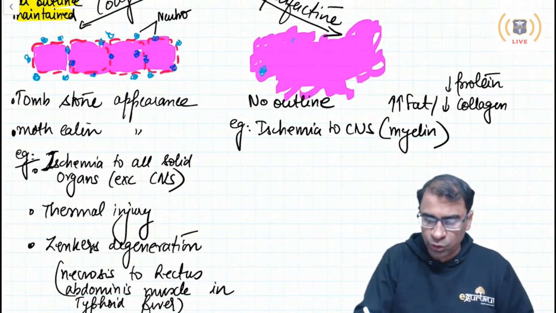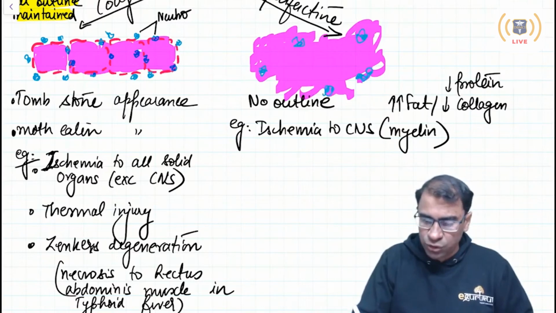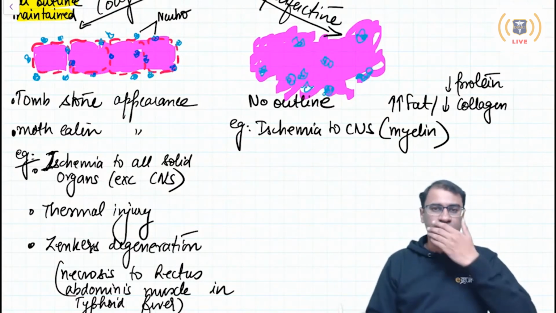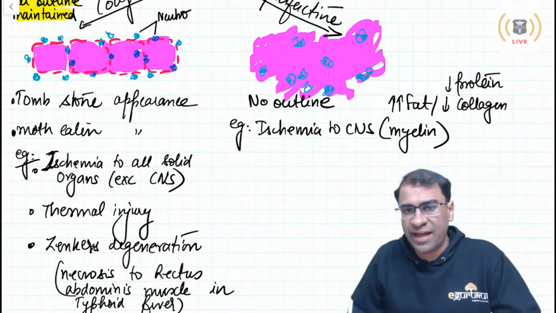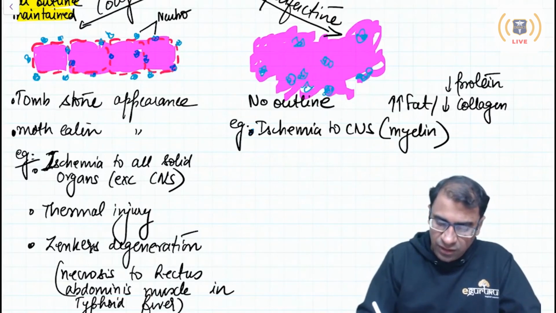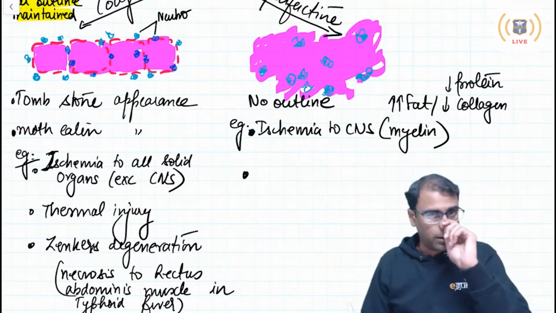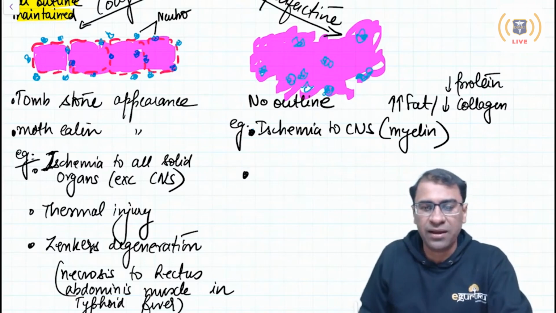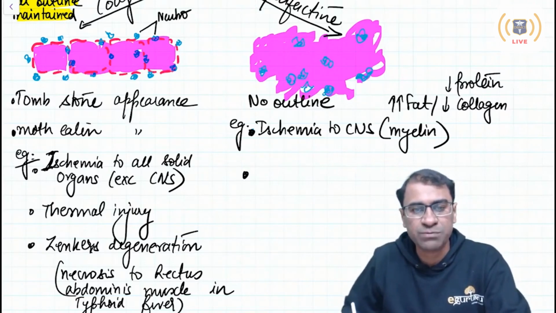Definitely you will expect neutrophils. In fact, after 2 to 3 days, macrophages will replace them to remove the entire debris. So the first example is ischemia to the central nervous system, that is the brain and the spinal cord.